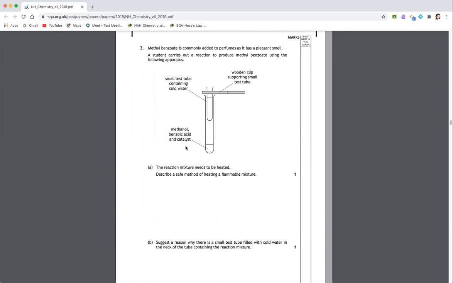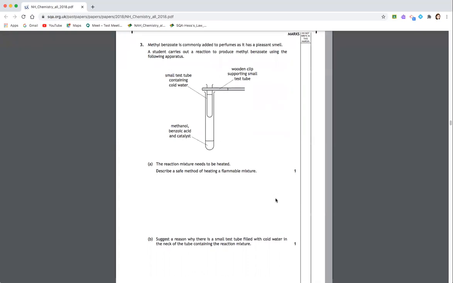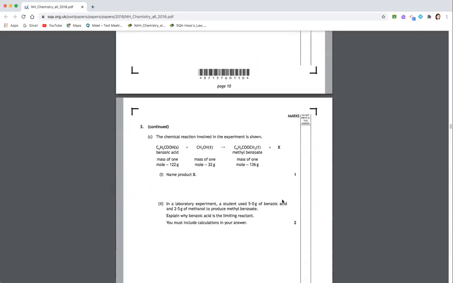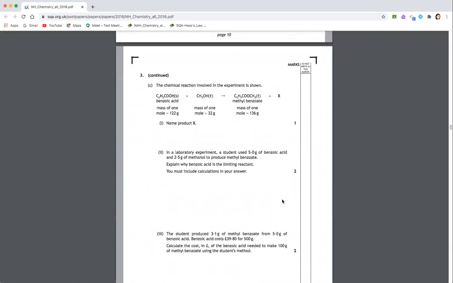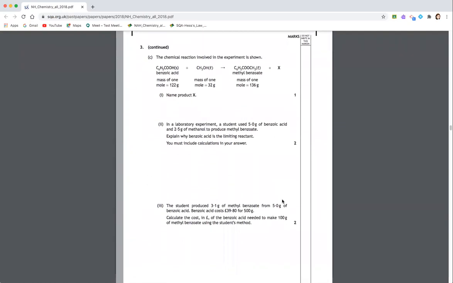So you may have seen a cold wet paper towel wrapped around the top, but a small test tube of cold water would do the same thing. So anything that involves cooling is used as a condenser. So then 3C, name product X. The easiest way to identify missing products is to score out things that are on both sides.